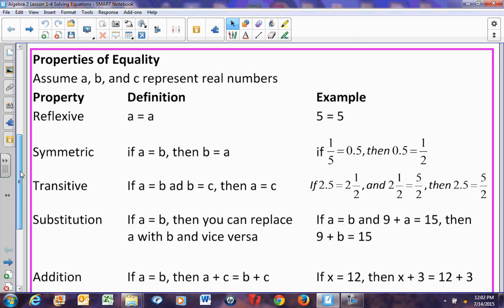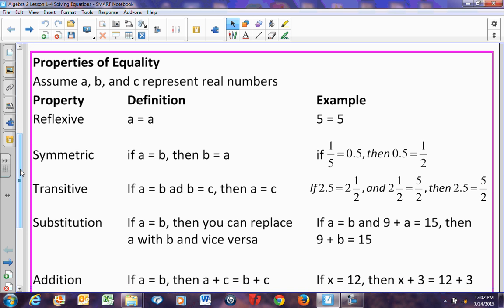All right, properties of equality. Many of these are reviewed. Some of them might be new. Nothing big. Just be aware of them. Assume A, B, and C represent real numbers. The reflexive property says that A equals A. In other words, 5 equals 5. That's going to be true. It's reflexive. In geometry, that's when we said side PS was equal to side PS because it was the same side. It's also sometimes referred to as the reflexive conjecture as well.